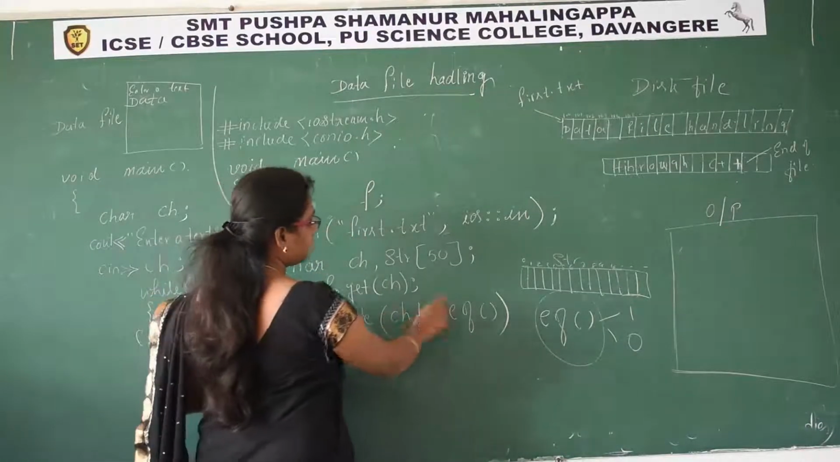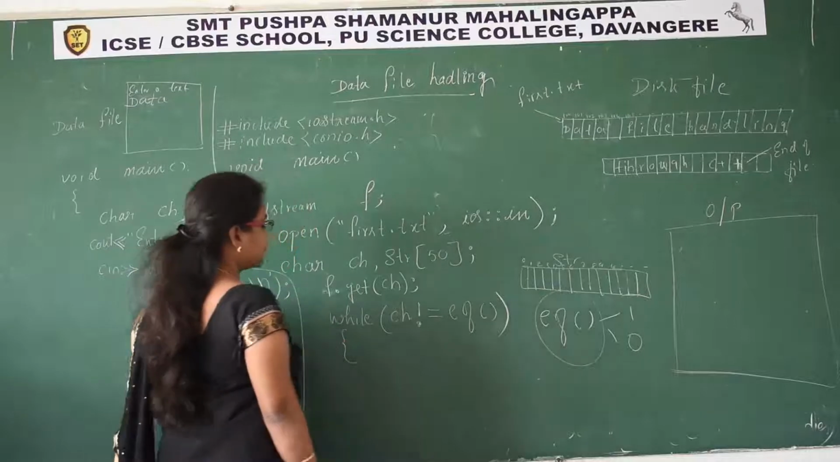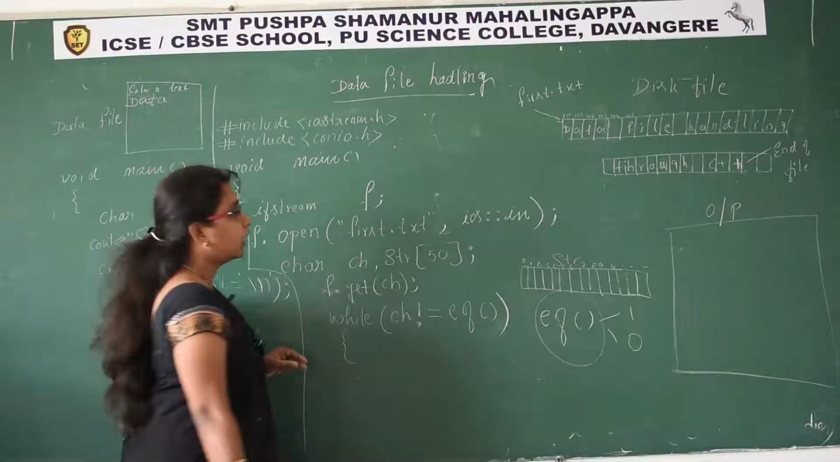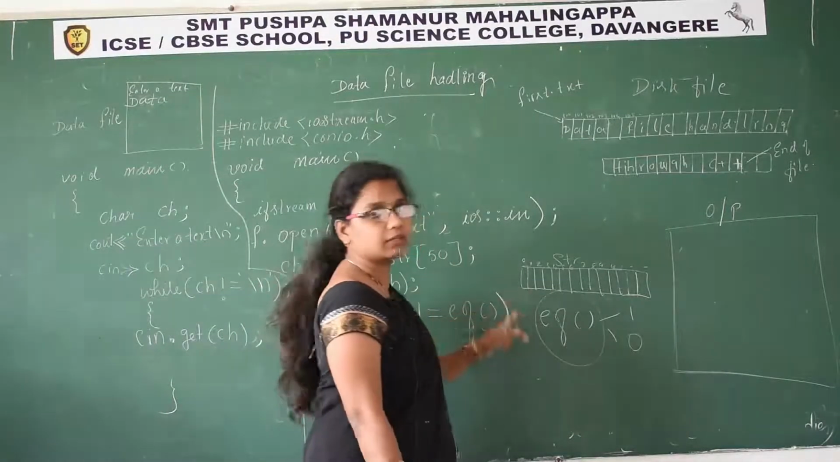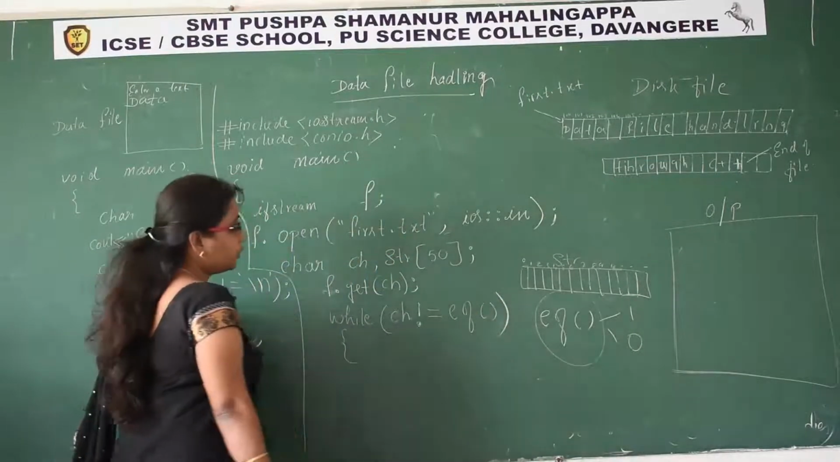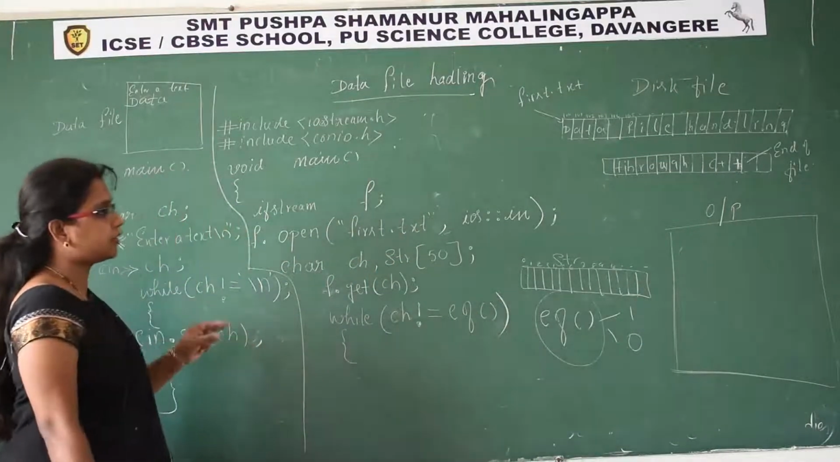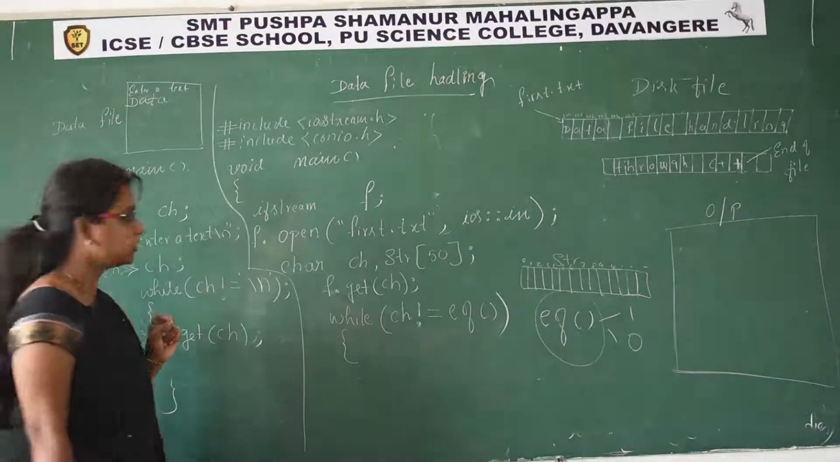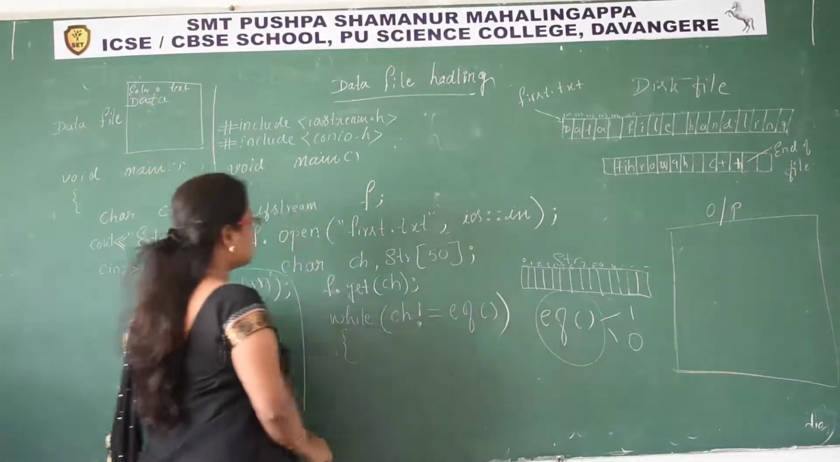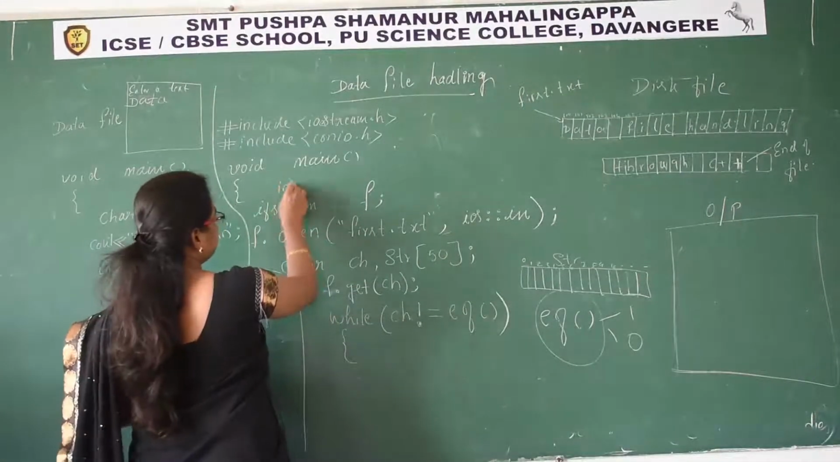If it is not equal to end of file, then it has to read one more character and store that character into the string. Now I have to start storing the characters from the 0th location. I must take an integer variable here. I'll declare here int i.